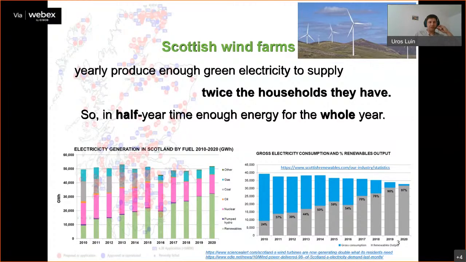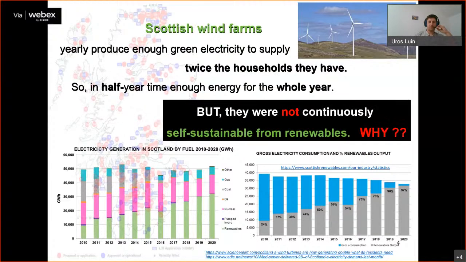Okay, so like I told you, and like it's written here, they produce per year twice the amount of electricity they need for their households. But there is one big but. They were not continuously self-sustainable from renewable energy sources. And why? This question we will solve in the next steps. The simple answer is because they don't have enough energy storage capability.